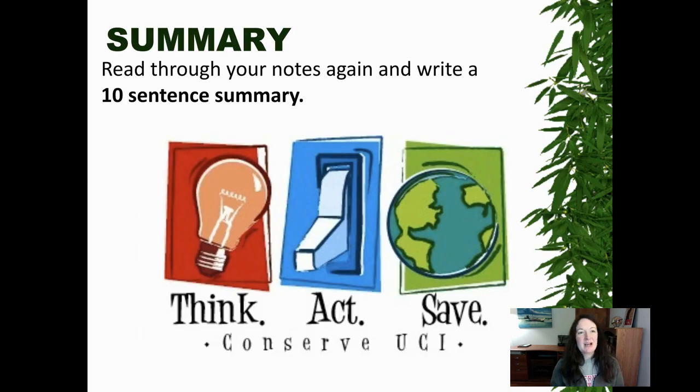All right, here we are at the summary. Read through your notes again and write a 10-sentence summary about air pollution from fossil fuels.